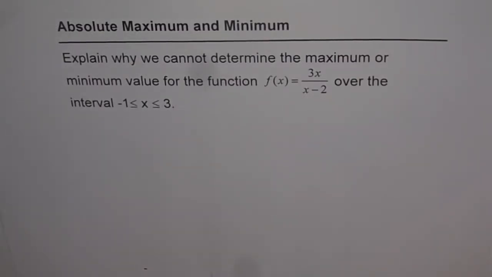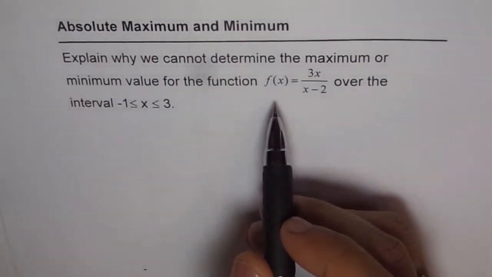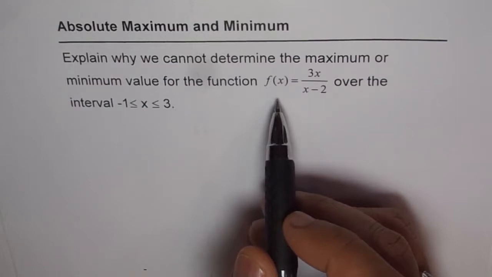Absolute maximum and minimum. Explain why we cannot determine the maximum or minimum value for the function f of x equals 3x over x minus 2 over the interval x is greater than or equal to minus 1 and less than or equal to 3. To answer this question, first we should find the derivative of the function and determine the points where the derivative could be 0 or undefined. Those could be our critical numbers, and we'll test those critical numbers.